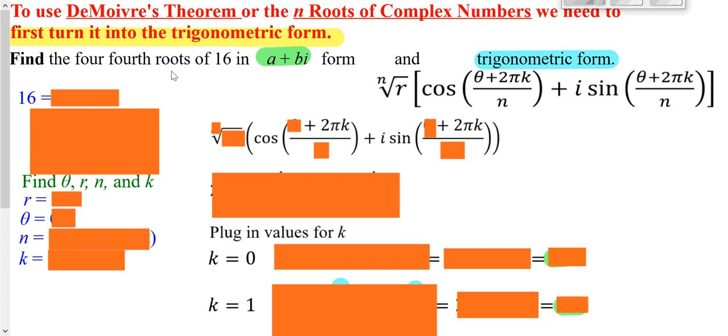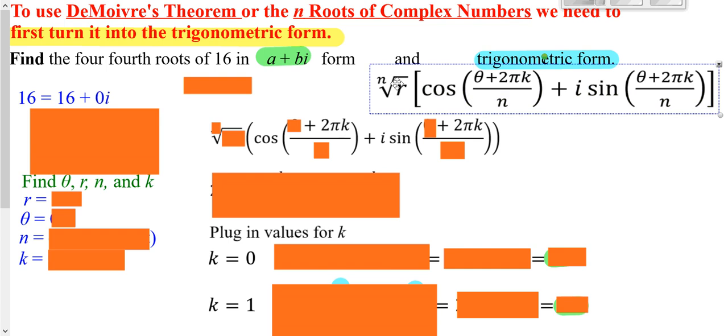So let's go ahead and do the fourth root of 16. There's 4 roots of 16. Now, it's really in a plus bi form. It's really 16 plus 0i. We want our answers in rectangular form, but we also want our answers in trig form. So we're going to use our roots of complex numbers formula.